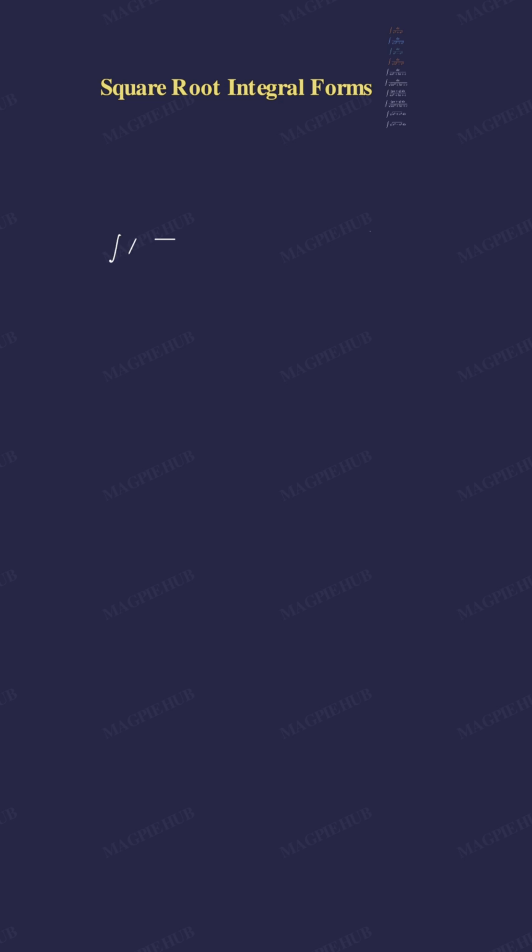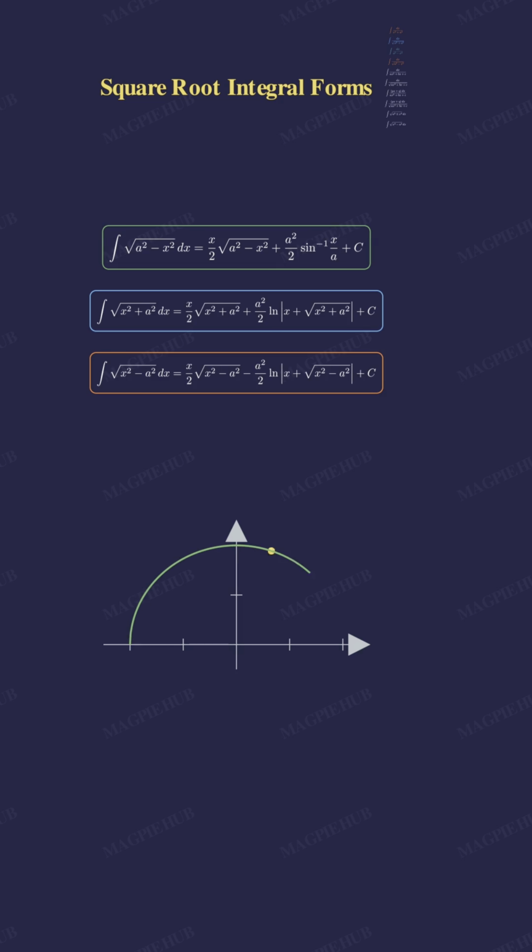The square root forms are some of the most important results. First, the integral of the square root of a squared minus x squared equals x over 2 times the square root plus a squared over 2 times arcsine of x over a plus c. This is derived using the substitution x equals a sin theta. Notice that geometrically, this represents the area under a semicircle. The integral from minus a to a gives pi a squared over 2, which is the area of a semicircle. Similarly, for x squared plus a squared and x squared minus a squared, the formulas involve the square root multiplied by x over 2 plus or minus a logarithmic term.